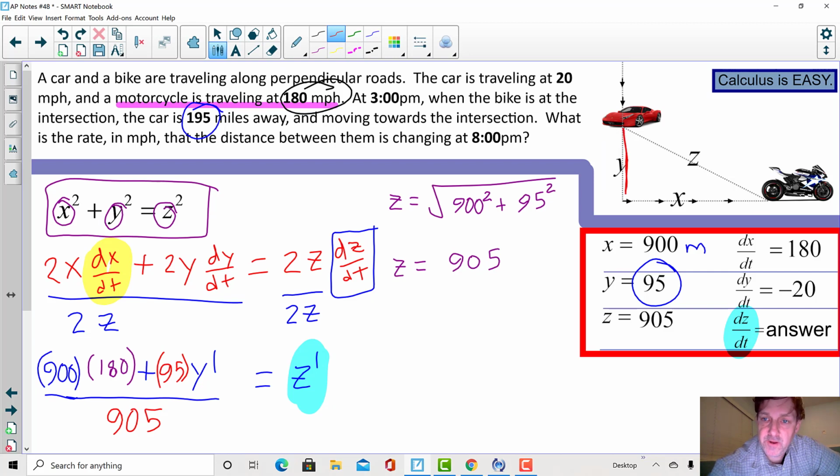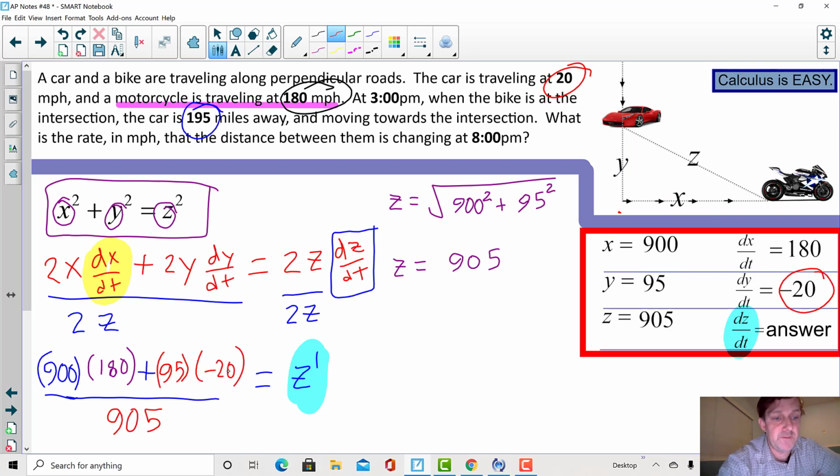Now, this side of the triangle is y, and this side of the triangle is decreasing at a rate of 20 miles per hour. Because it's decreasing, we're going to use negative for the rate. Notice this side was increasing, so its derivative will be positive. And this side is decreasing, so its derivative will be negative. So y prime is going to be negative 20. We can plug that in. And that'll be our final answer.